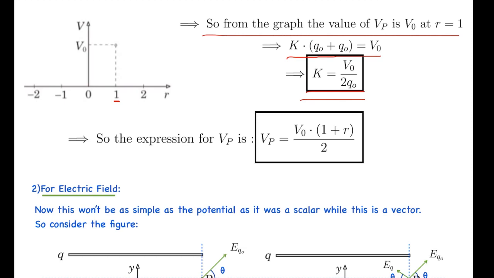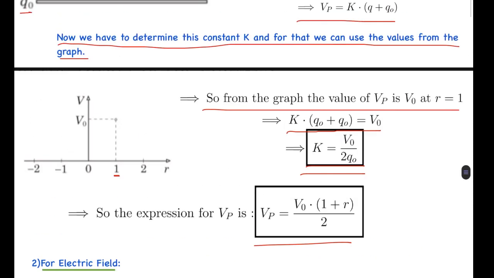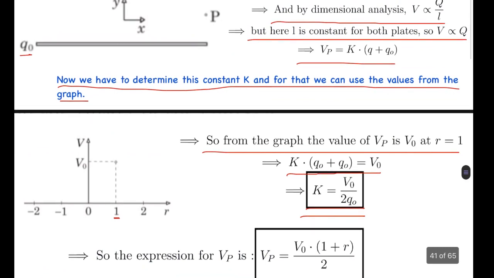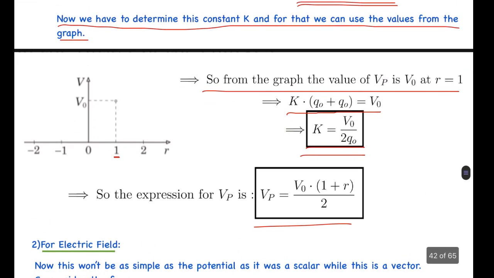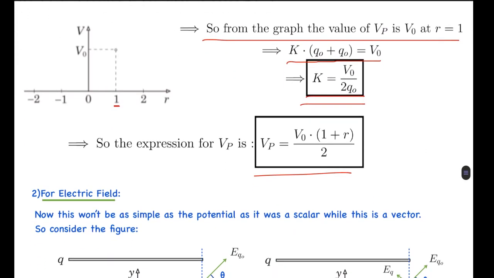So the expression for Vp simplifies to this value, as we had V equals K times (Q plus Q naught), and Q can be written as Q naught times r. Taking Q naught common, we found Q naught K equals V naught by 2. So from here, Vp equals V naught times (1 plus r) over 2. So that's the answer for the potential.